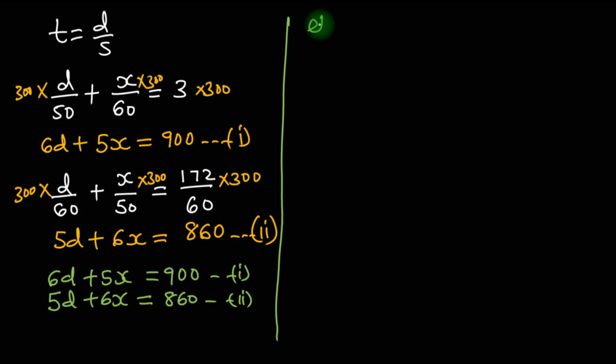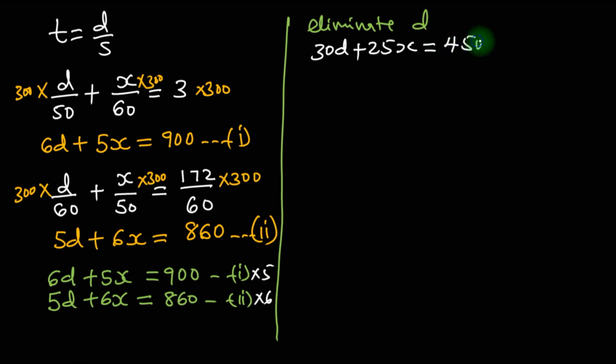So I'm going to eliminate d so that I remain with x. To eliminate d, I need to multiply the two equations: I multiply equation 1 by 5 and equation 2 by 6. If I do so, I will end up getting 5 times 6, that is 30d, plus 5 times 5x, that is 25x, equal to 900 times 5, that is 4500.